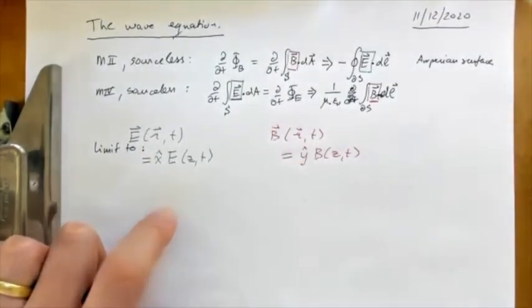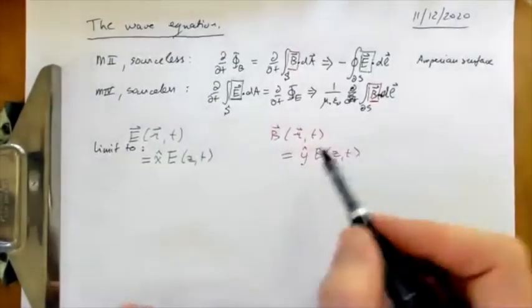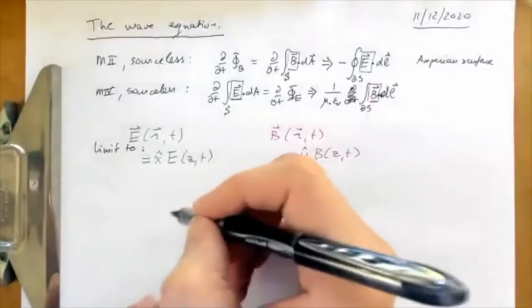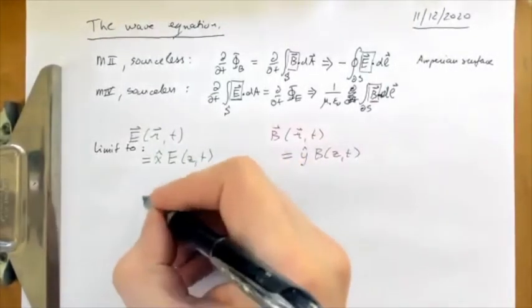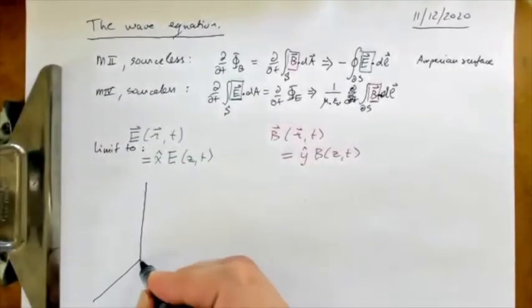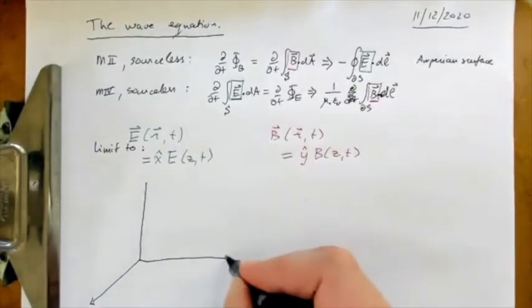So we're using the most general description of those fields, and now we'll limit it to this. Now, in order to connect these, we need to look very carefully at what this looks like in a coordinate system. So we're going to draw this. This is the x-axis.